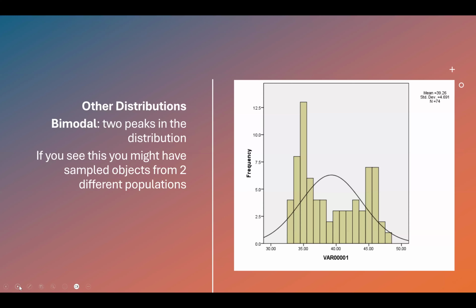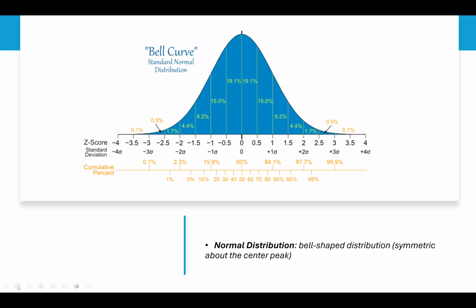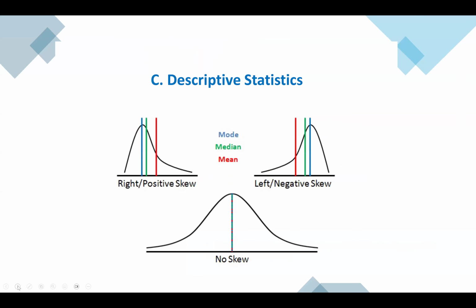Other distributions are called bimodal, so you have like 2 big humps in the middle. Okay, a lot of times it's when you're comparing 2 different populations. And then this is your standard bell curve, your normal distribution. This is something that you need to know what it is.